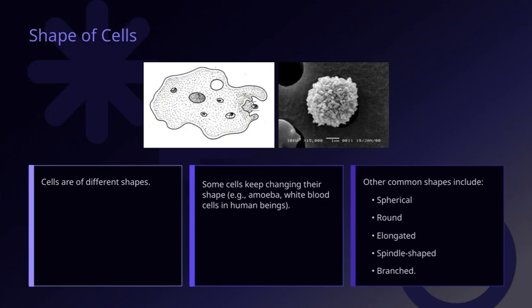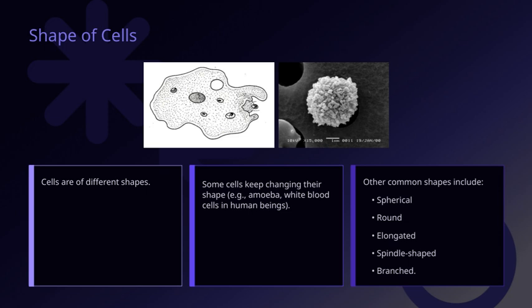Now, let's take a closer look at the different shapes that cells can have. Cells can be branched, which means they have a kind of tree-like structure with multiple extensions. Some cells are spindle-shaped, kind of like an elongated oval, which allows them to move easily through narrow spaces. Other cells are elongated themselves, stretching out in a particular direction, which can be important for their function. Then, we have round and spherical cells, which are more compact and often serve different roles in the body.